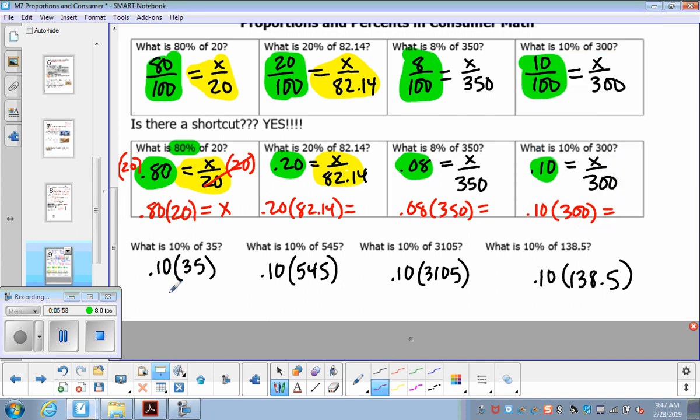So the numbers that you wrote down were 3.5, 54.5, 310.5, and 13.85.